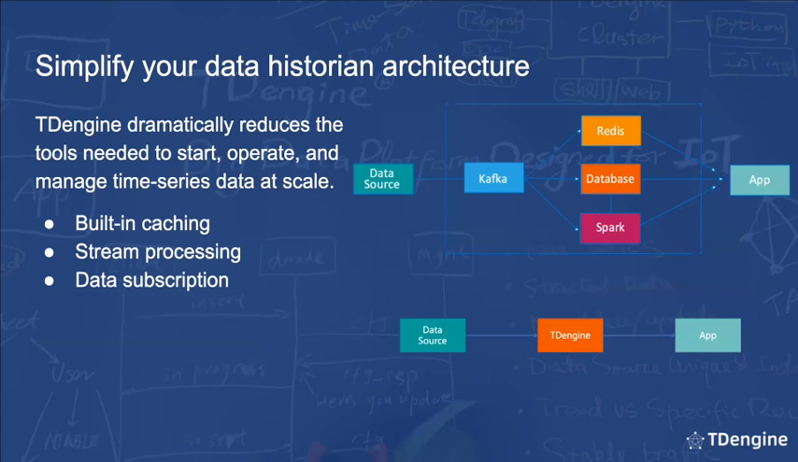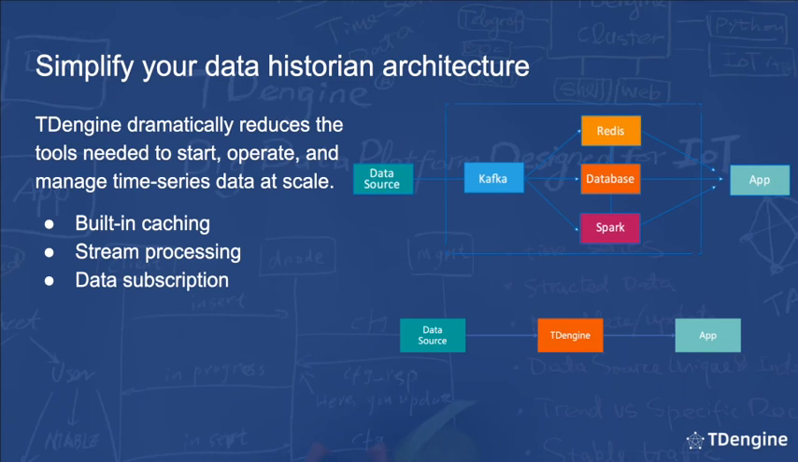In terms of the architecture of TDengine, our approach was to try to make the solution as simple and easy to use as possible. So our core product really is a time series database, but you always need additional components in order to have a real time series solution. So in a typical architecture, you have your data source, then you're going to have some way of ingesting it, like with a message queue.